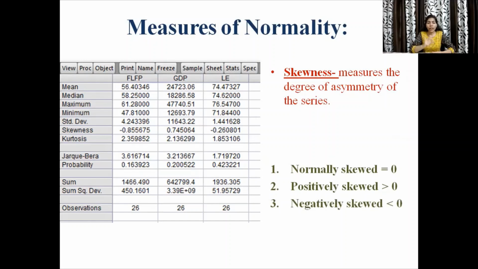And if the value of skewness is greater than 0, then the series is positively skewed. And if the value of skewness is less than 0, then the series is negatively skewed. Okay, so for normally skewed, the value equal to 0 means that 50% of the data is on the left side and 50% of the data is on the right side. Okay, so as you can see, the value for FLFP and LE is negative. It means both these series are negatively skewed, whereas GDP is positively skewed.